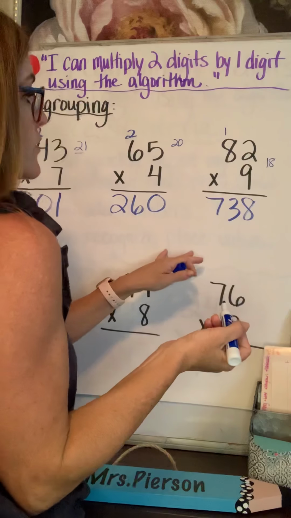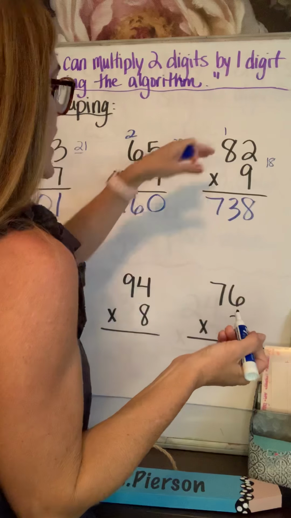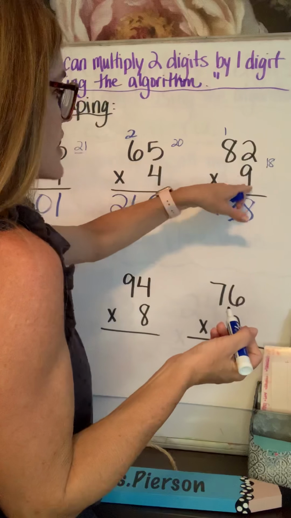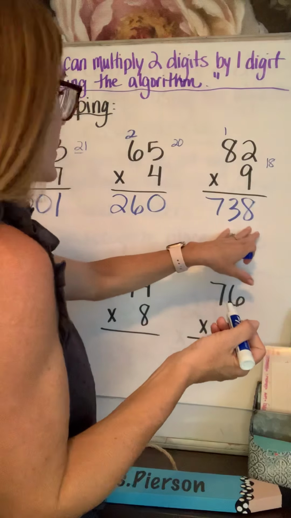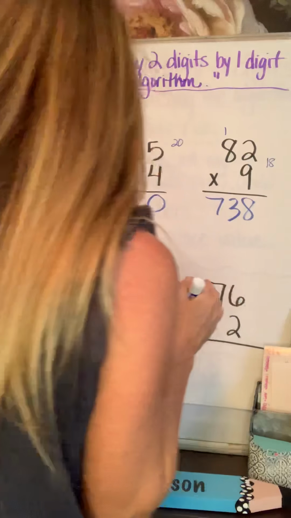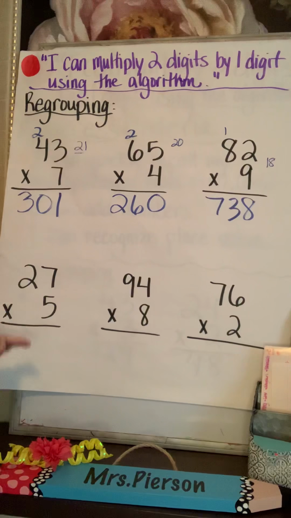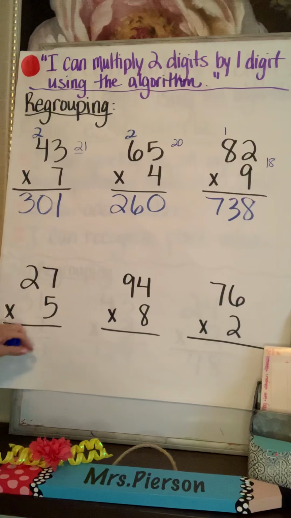And we forgot to check for reasonableness, or I did. 80 or so times 9 would be 720. That makes sense, okay? How are we doing? Okay, let's try another one here.